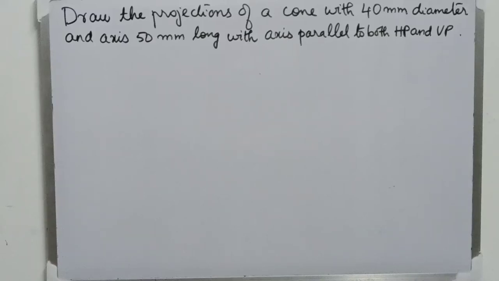In this problem, we will be seeing how to draw the projections of a cone whose axis is parallel to both HP and VP. So here the question is, draw the projections of a cone with 40 mm diameter and axis 50 mm long with axis parallel to both HP and VP.